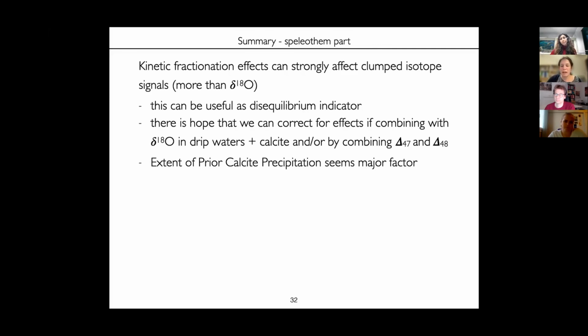And what I didn't have time to go into here, but it seems like the extent of prior calcite precipitation seems to be a major factor for how much out of equilibrium a sample is. And so also knowledge on prior calcite precipitation conditions in the cave will help constrain this. Or if you turn it around, clumped isotopes might be another way of looking at how much prior calcite precipitation you have in the cave.